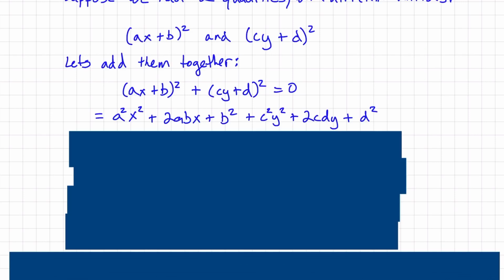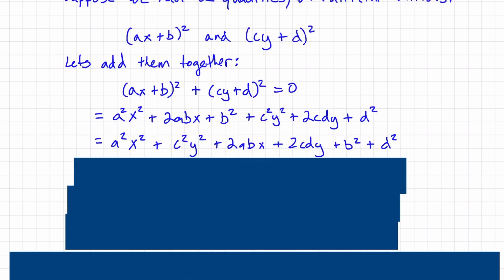So that's them FOILed. That's just a binomial squared. So we end up with this. So we just FOIL those binomials. And then I'm just going to rearrange the terms. And I like to have the squares first. So my x squared term, then my y squared, then my x, then the y, then my constant. So notice b squared and d squared do not have any variables attached to them. So it's sort of that progression: constant, linear, the quadratics, linears, constant.